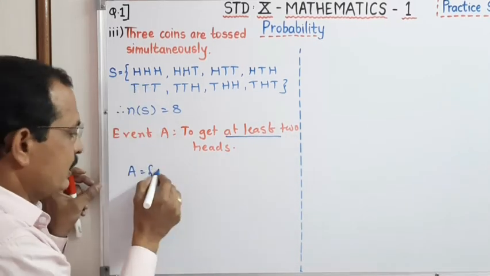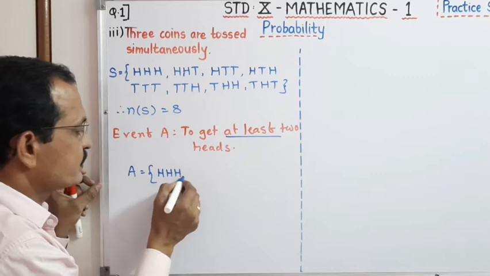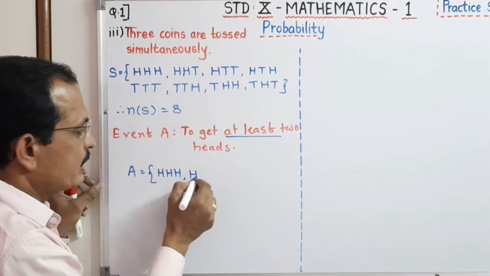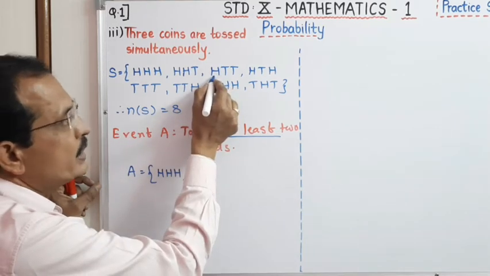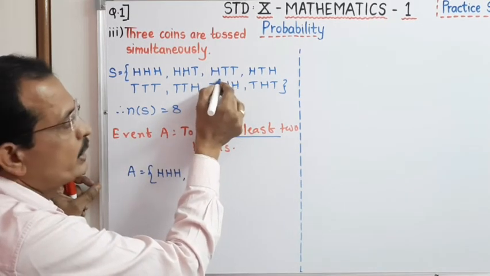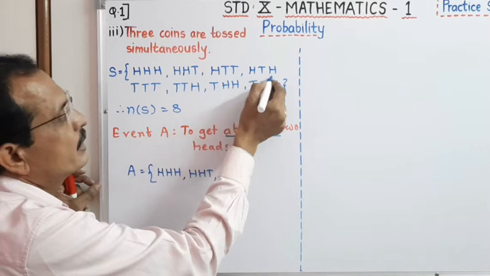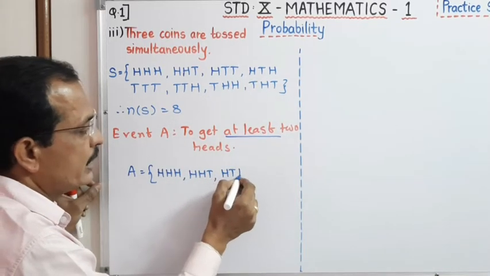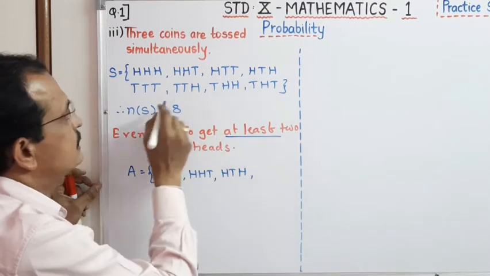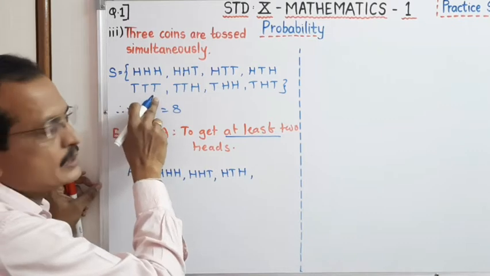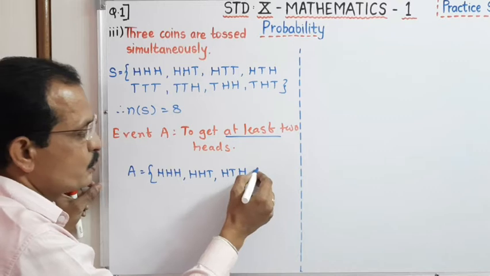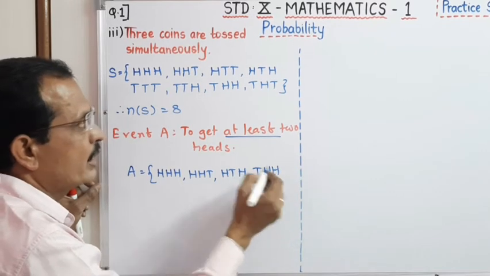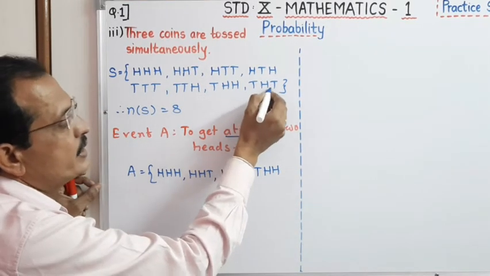Therefore we can write H, H, H. Second one we can write H, H, T. 2 heads are there. Here it is 1 head and 2 tails, but we can't take this. Then here H, T, H. 2 heads and 1 tail is there. Here all 3 tails are there. 2 tails and 1 head is there. But here it is 1 tail and 2 heads. Here it is T, H, H.